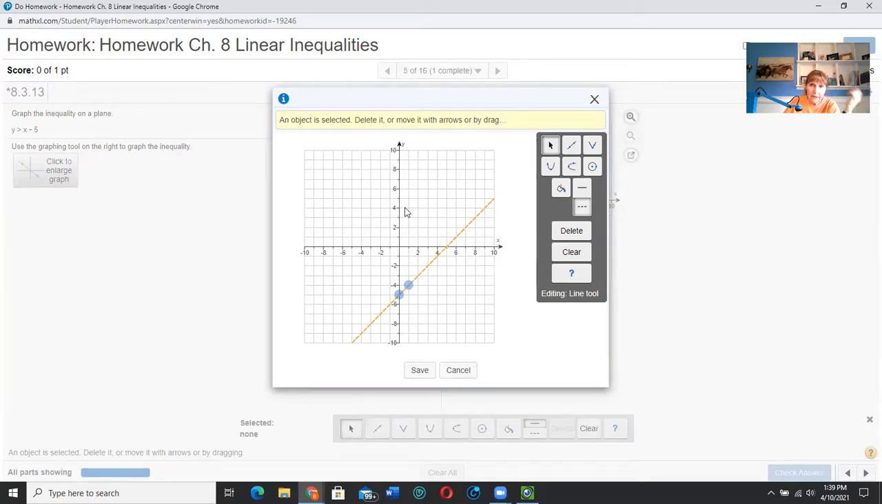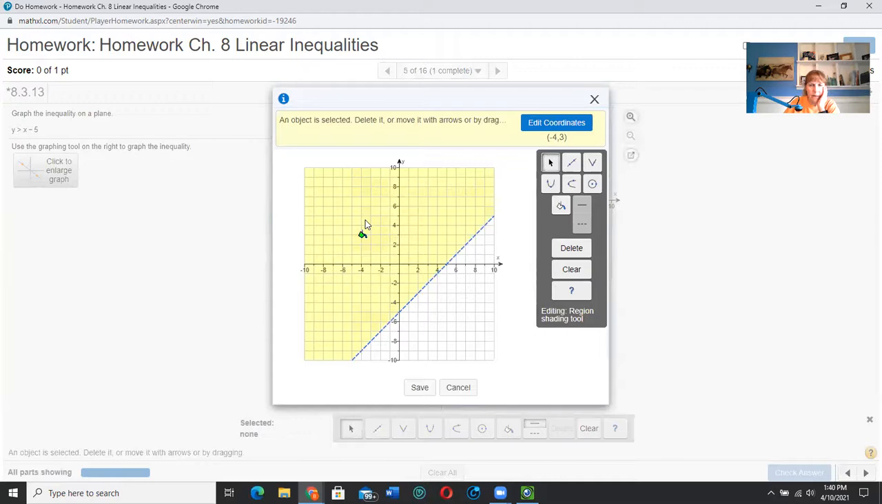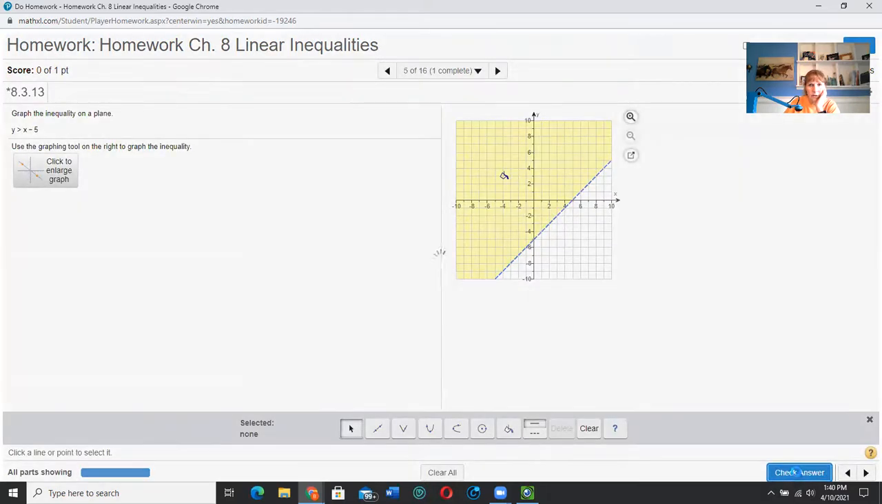Now I have to shade it. So I'll click my paint bucket here, and I'm going to shade. I want y's larger than this. The x - 5 represents the line. I want y values above that line. And these are above. All of these y values are bigger than the line, like 0. All of these are above it. So I'll take my bucket of paint, I'll click anywhere in this region, and it'll shade it for you. Save it, and then check your answer.